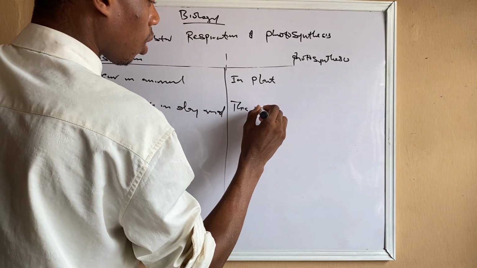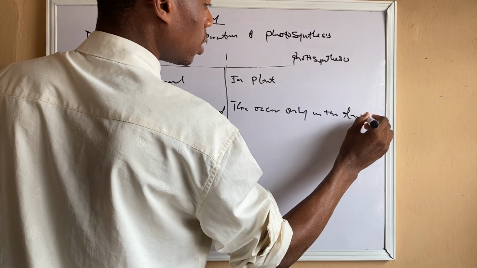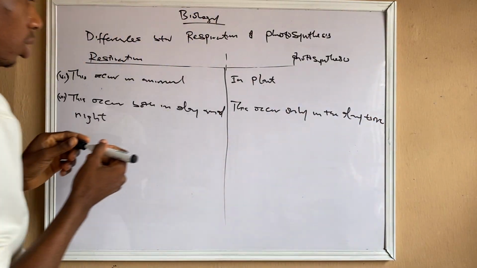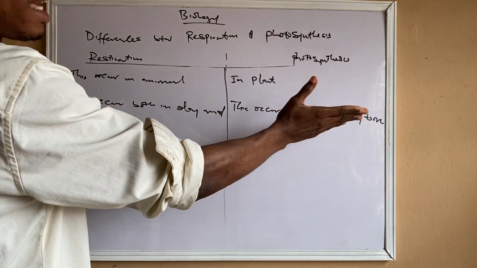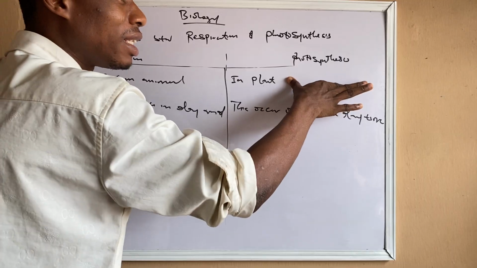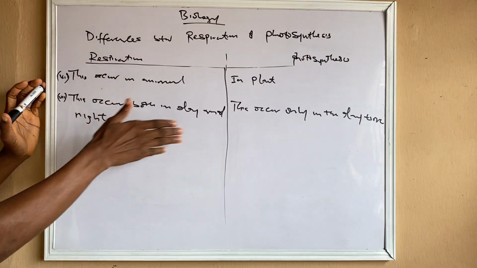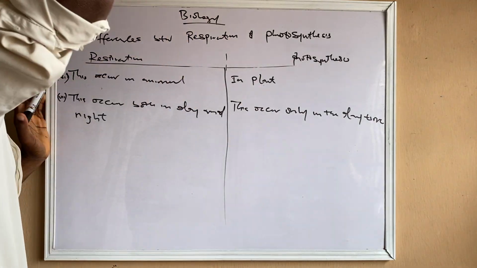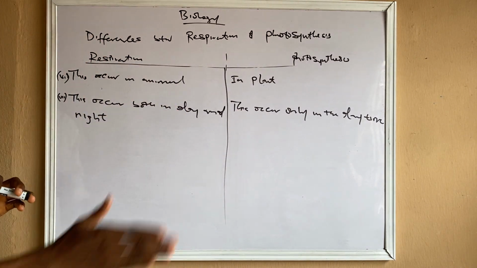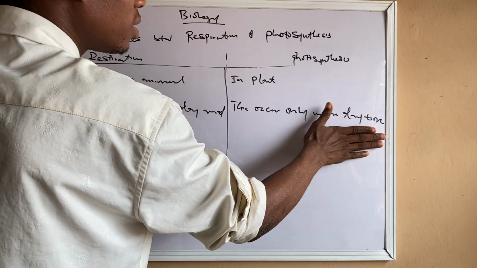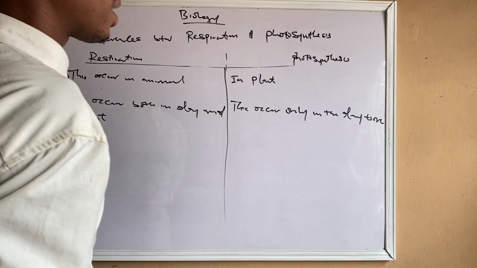These occur only in the daytime. Yes. Photosynthesis occurs only in the daytime. Once it is night, photosynthesis cannot take place. But respiration, human beings will usually respire both day and night, anywhere, respiration continues. But once the night has come, photosynthesis stops.